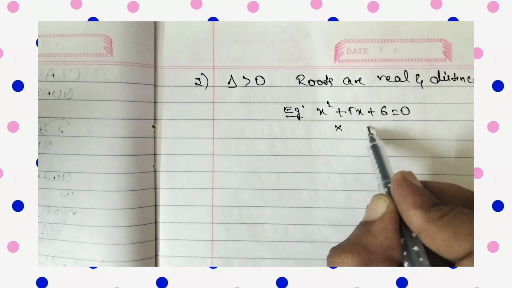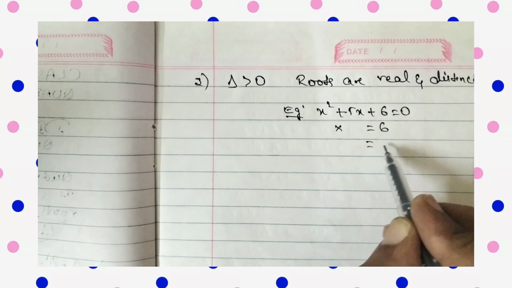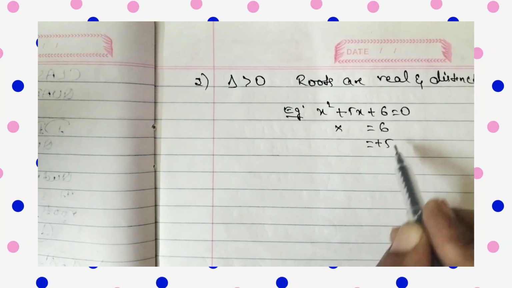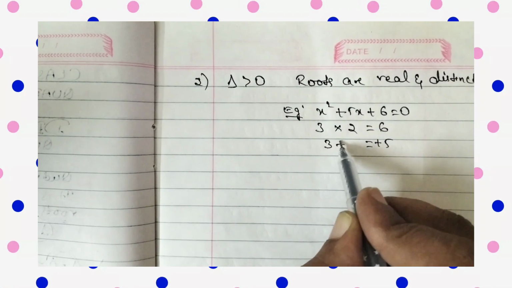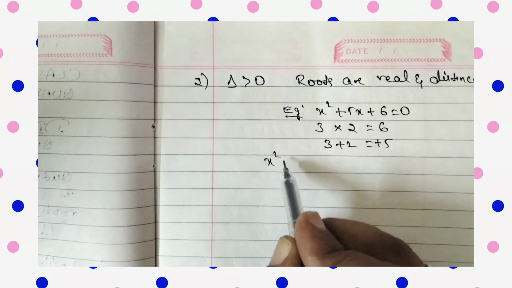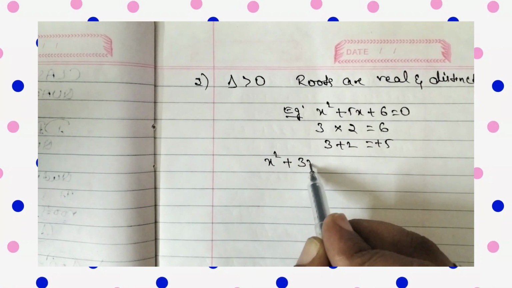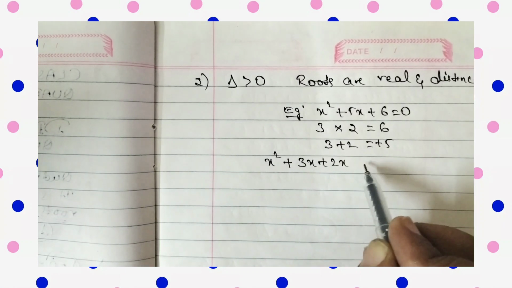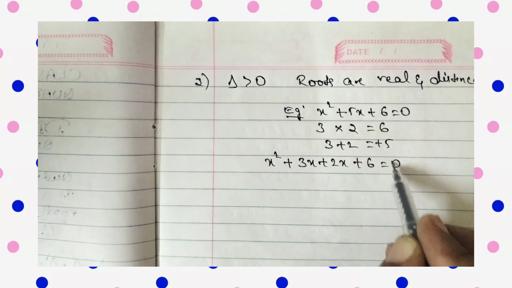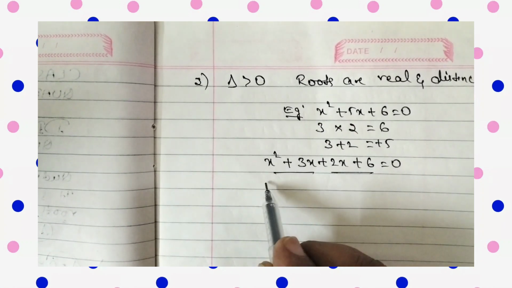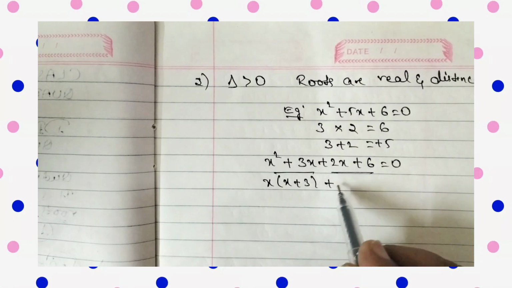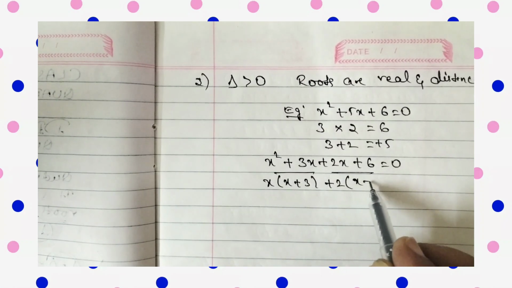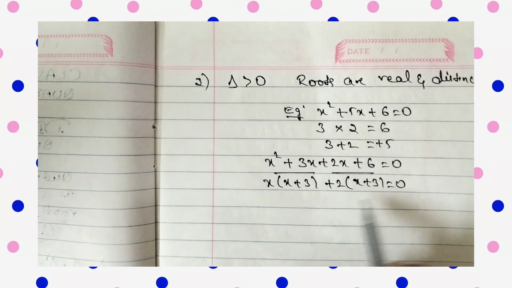If you multiply any two numbers, you have to get 6. If you add or subtract, you have to get plus 5. So one is 3, another one is 2, then 3 plus 2. So x square plus 5x plus 6 can be written as x square plus 3x plus 2x plus 6, which is equal to 0. These two one group and these two one group. You take x as common, x plus 3. If you take 2 as common, then x plus 3, which is equal to 0.